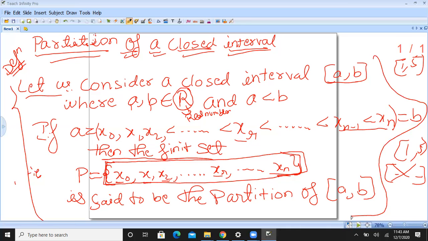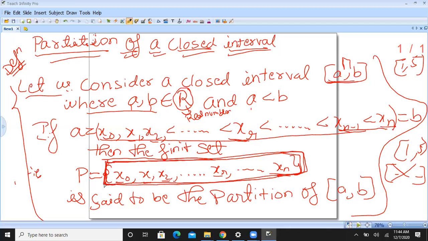We are considering a closed interval [a, b], as usual where a and b are real numbers and a is less than b. Okay, as usual if a is equal to x0, x1, x2, xr is less than xn minus 1 is less than xn. We don't know the values between a and b, so we are considering it like this. So these points are called a partition of a closed interval.